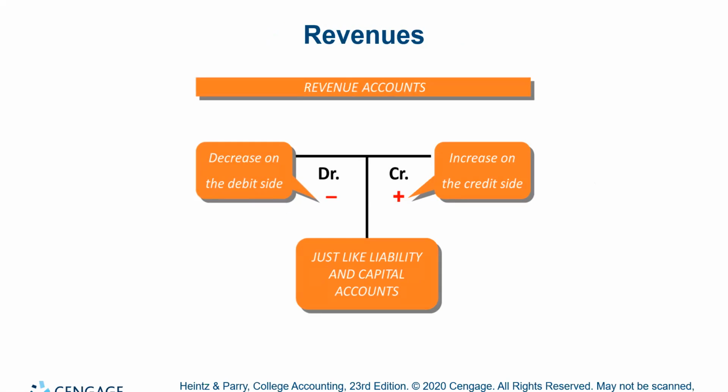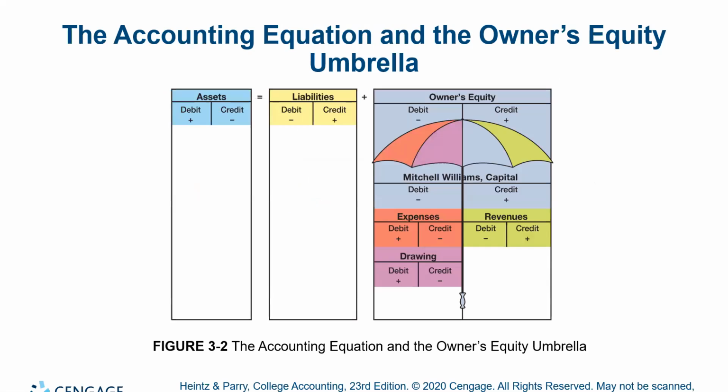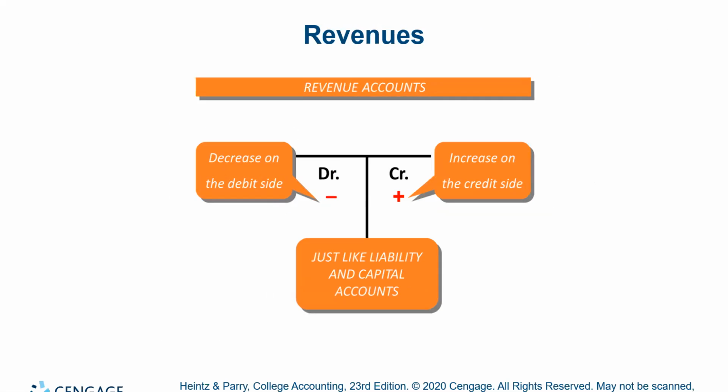Revenue, your sales, credit. Revenues have a normal credit balance. It increases with a credit. If you put a number on the right side, the credit side, you are increasing it, okay? So far, assets have a debit balance and go up with a debit. Liabilities and equity and revenues are all credits.